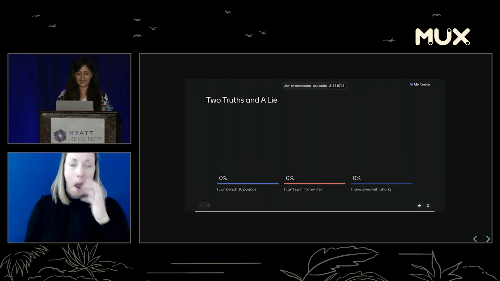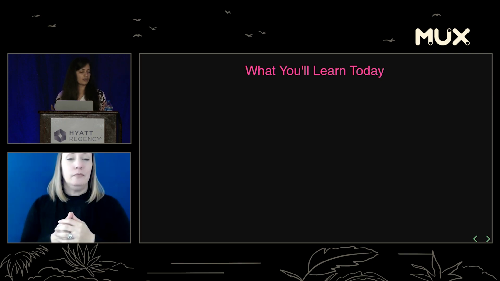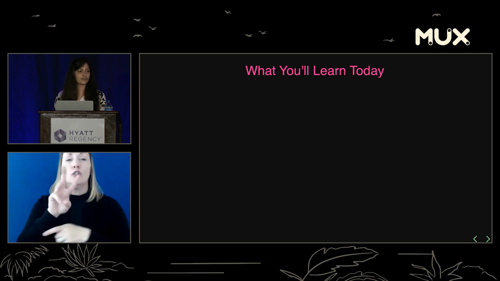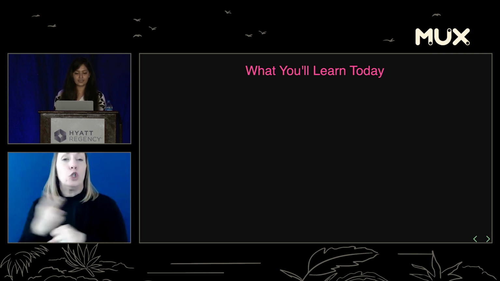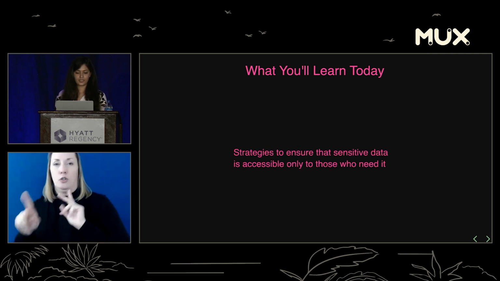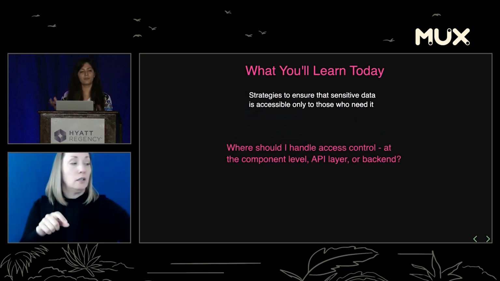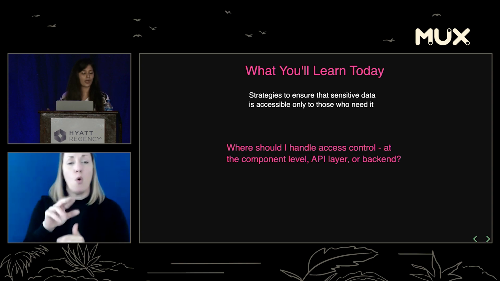All right, let's get started. Imagine you are building access control into your web application. The first question that you'd probably ask yourself is, what strategies should I use to make sure that sensitive data is accessed by only those who truly need it? Then you might start thinking, should I implement it at the component level or at the API layer? Or is it safe for the backend to handle it all?